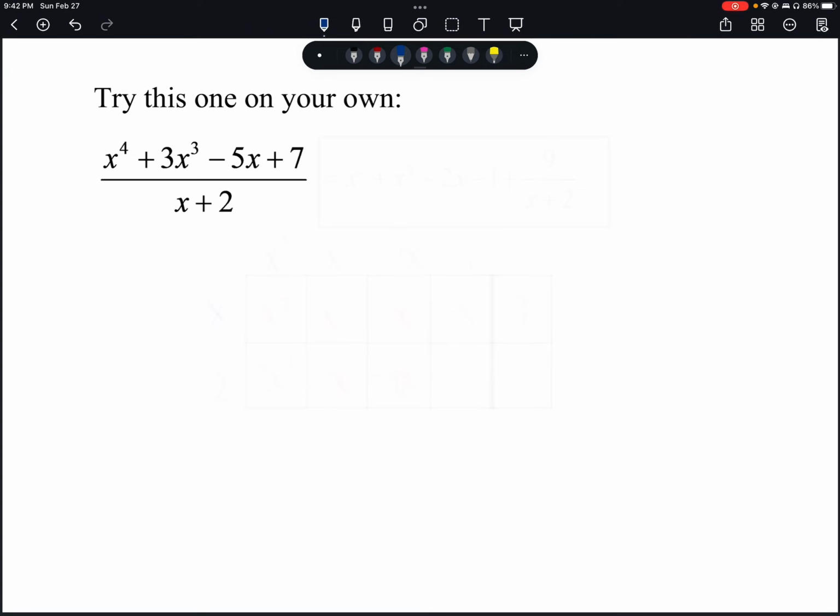Okay, so you can go ahead and try this one, see how you do. I would pause the video, try it, and then see if you get the correct answer.